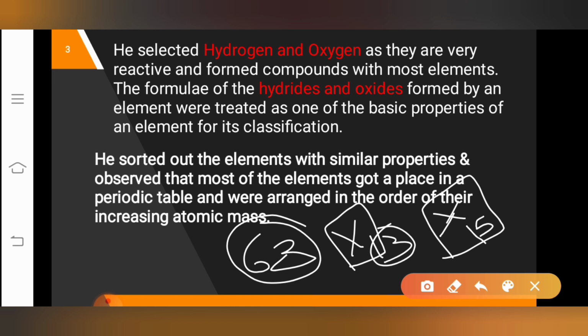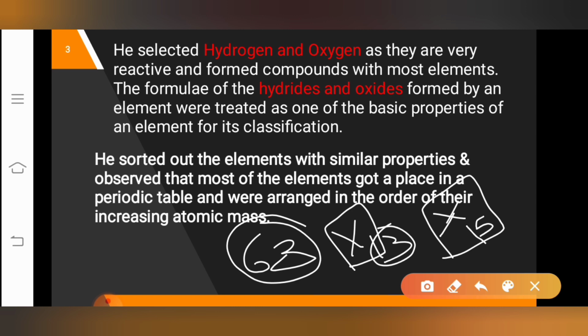So he did this for all the 63 elements. He took all the 63 elements and he reacted all of them with the hydrides and oxides. And once he had all the values, he knew the names of all the 63 elements, their atomic masses, and the hydrides and oxides which are formed. I repeat once again, there were 63 elements, right?